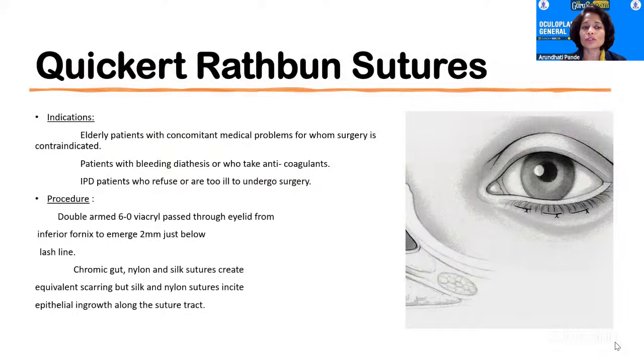Pickard Rathbun sutures: elderly patient with concomitant medical problems for whom surgery is contraindicated, patient with bleeding diathesis or not willing for surgery, then patients who refuse or are too ill to undergo surgery. What is done is a double arm 6-0 Vicryl suture is passed through the eyelid from the inferior fornix to emerge 2 millimeter below the eyelash line, and it is sutured simply. I prefer 6-0 Vicryl suture always. Chromic gut, nylon, silk sutures create equivalent scarring, but silk and nylon sutures cause epithelial ingrowth along the suture tract.